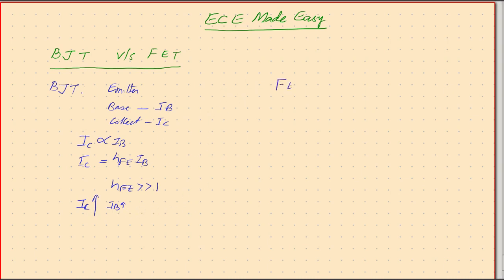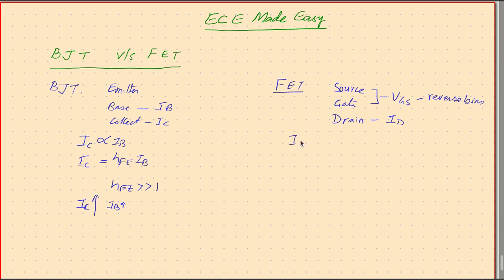Getting to the FET, we have three terminals again. One is the source, the other one is the gate, and the third one is the drain. The drain current is controlled by the voltage across the gate and the source. The voltage between gate and source is usually in reverse bias, and it will control the drain current.